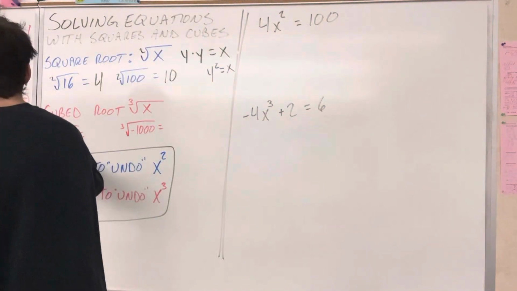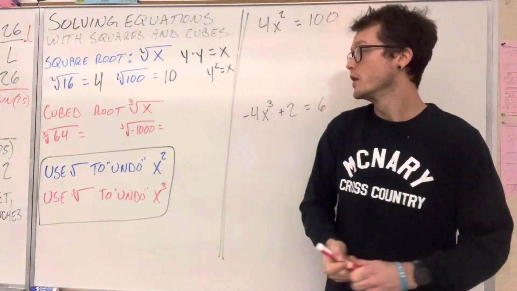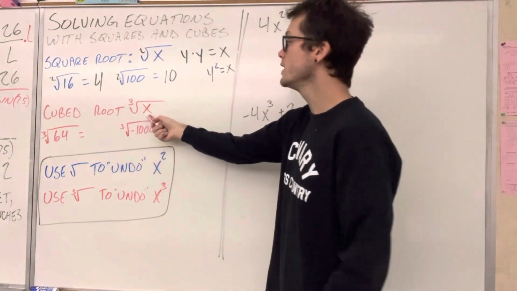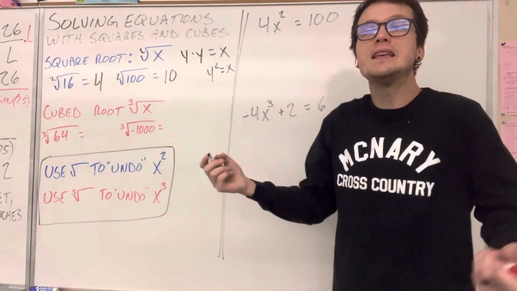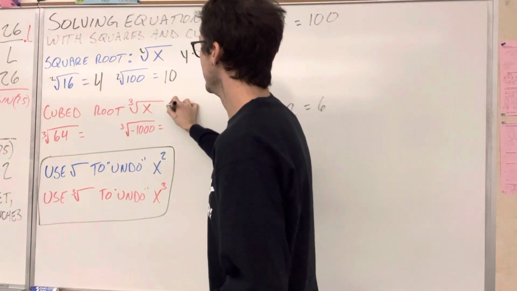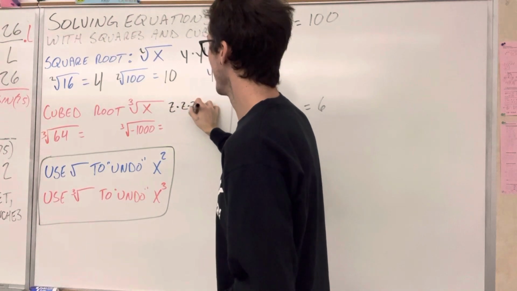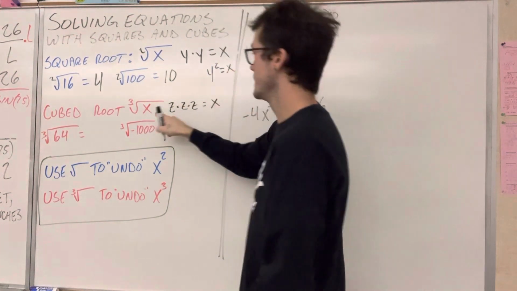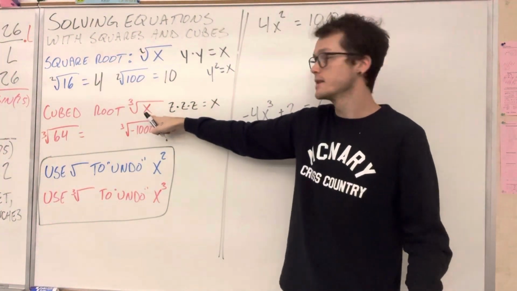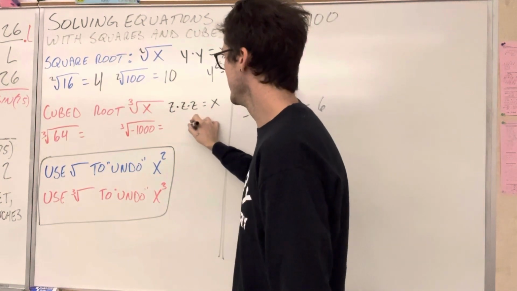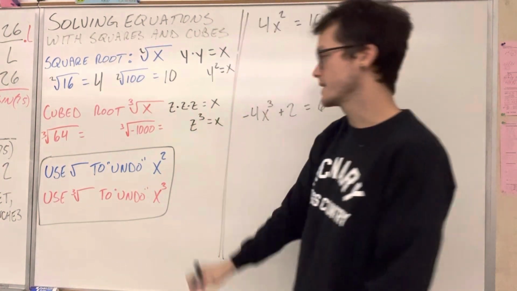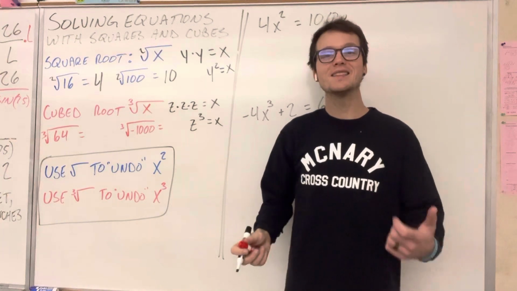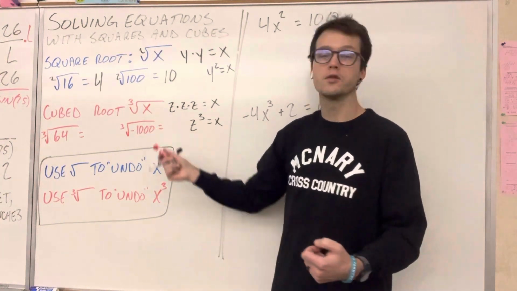And I'm noticing here in my example, I forgot to write that 3 in there. So what we're doing here is looking for the number, let's call it z this time, such that z times z times z equals this number x. So in other words, z cubed equals x. Some number when multiplied by itself 3 times equals the number under the radical.